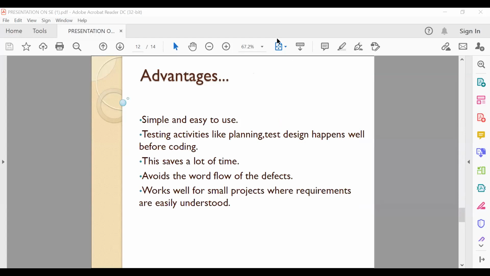Morning, everyone. Now I will be talking about the advantages of the V model. First, it is simple and easy to use. The second is that testing activities like planning and test design happen well before coding. This saves a lot of time, avoids the flow of defects, and works well for small projects where requirements are easily understood.